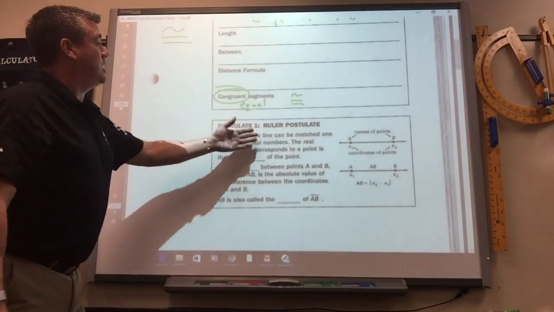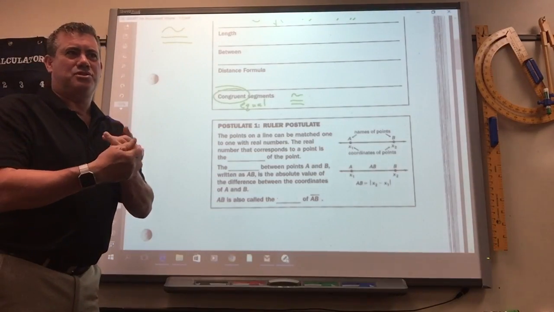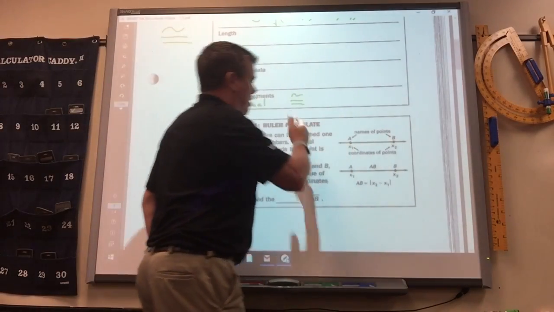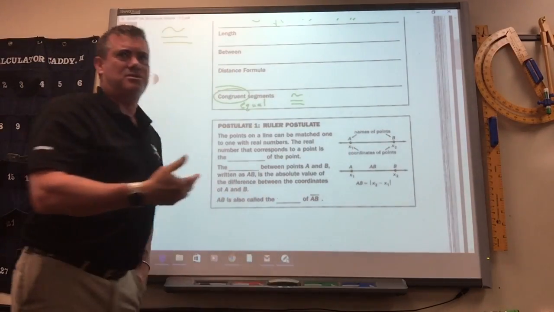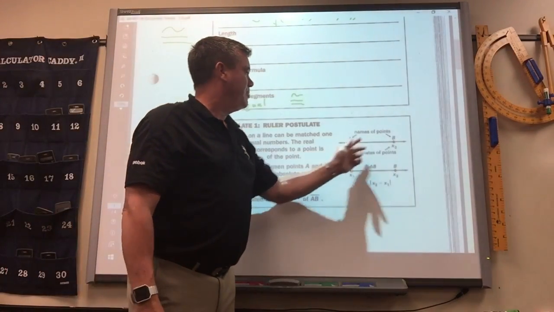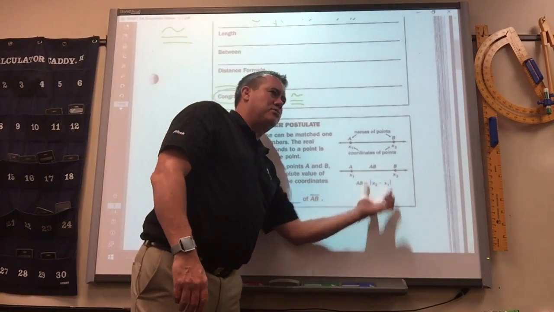So here's the ruler postulate. Again, a postulate is just a rule that's common sense, really. All this really tells you is that distance is never negative. When you measure from A to B, you can either take A minus B or B minus A. You make it the absolute value.